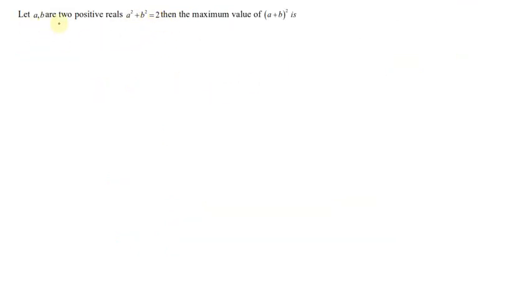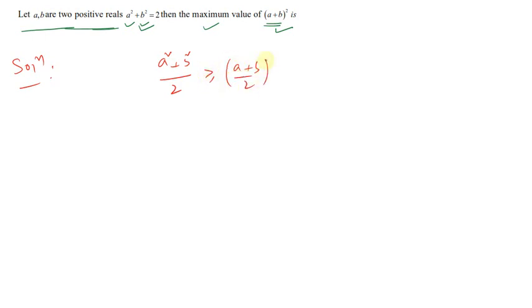Let a and b are two positive real numbers and a square plus b square is equals to 2. Then find the maximum value of a plus b whole square. So a square plus b square is given and we have to calculate the maximum or minimum values of a plus b expression. Okay. So we have one more inequality. Let me use that. Weighted arithmetic means a square plus b square by 2 is always greater than or equals to a plus b by 2 whole square.